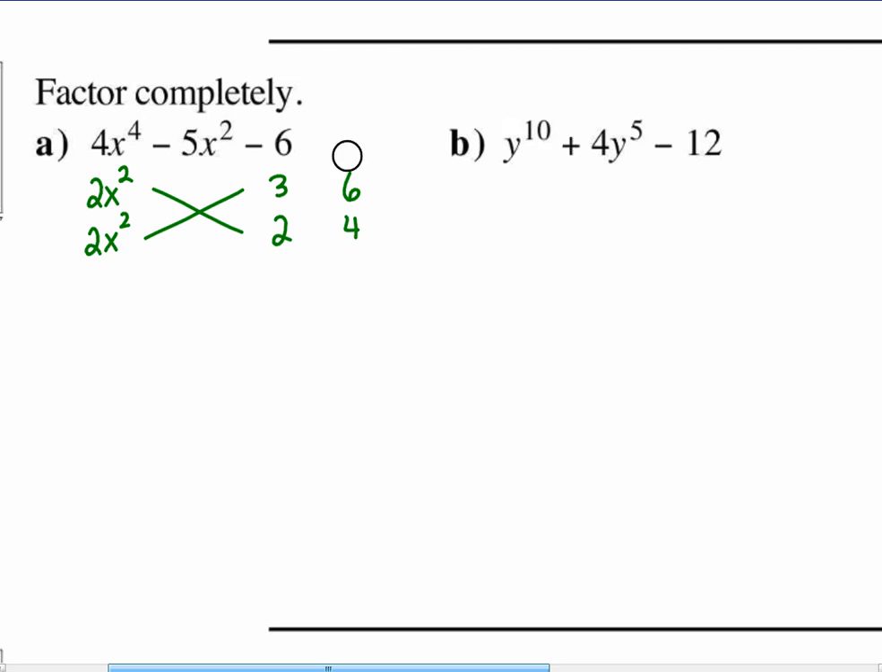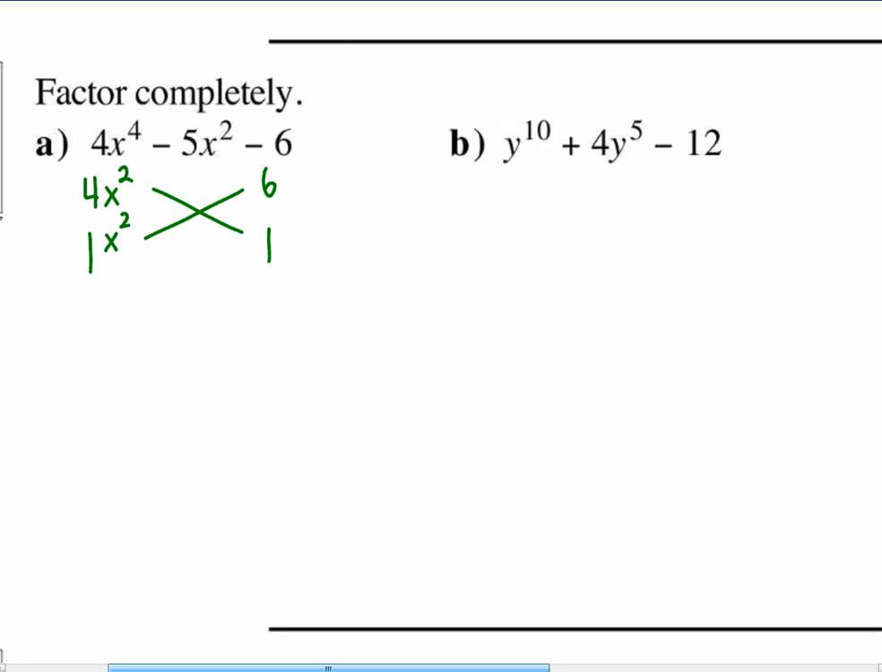No. Okay, so then let's try switching 2 and 3. Would that make a difference? No. Okay, what else do you want to try now? 1 and 6? So I like to put my negatives in later once I do my diagonals. So 2 and 12, can you make negative 5 out of that somehow? No. Okay, so what do we have to actually switch? The 2s have to turn into 4 and 1.